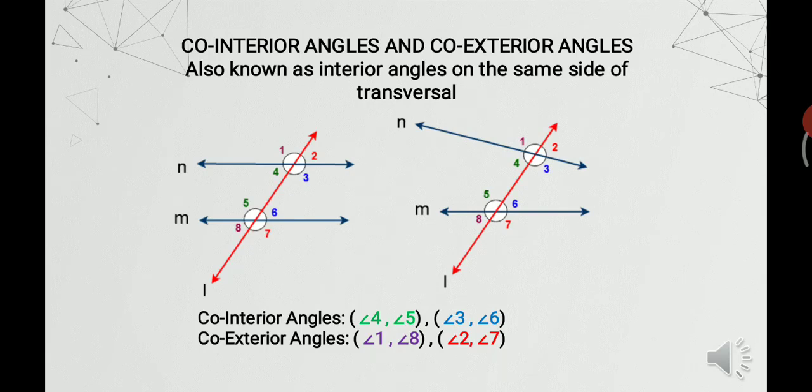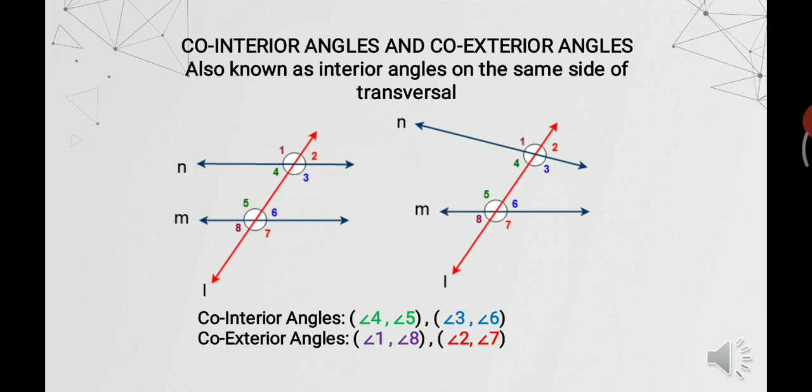Co-interior and co-exterior angles are also known as interior angles on the same side of the transversal, or you can call them allied interior angles or allied exterior angles. You can see in both the figures there are some angles on the left hand side of the transversal and some angles on the right hand side of the transversal.